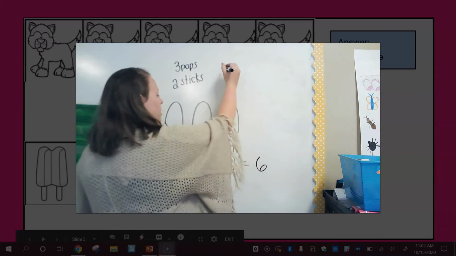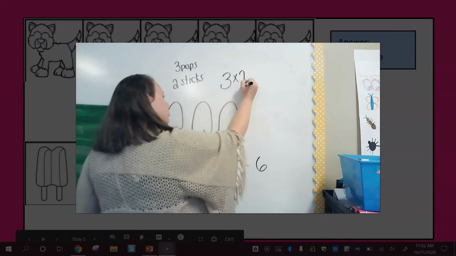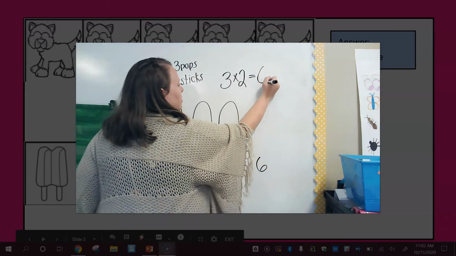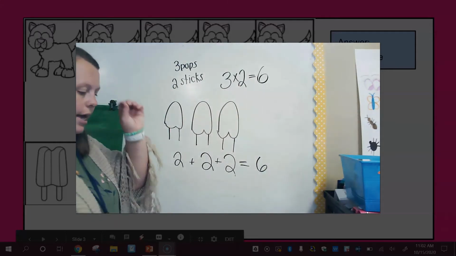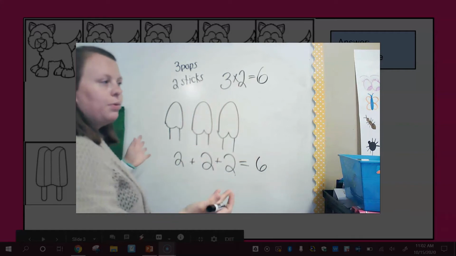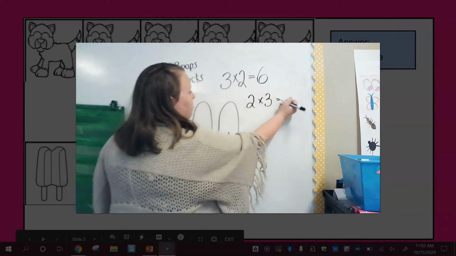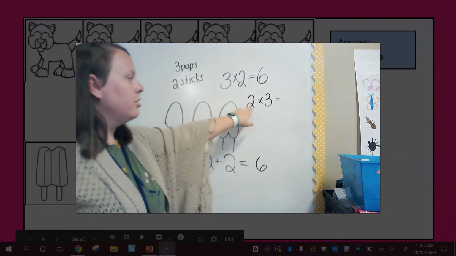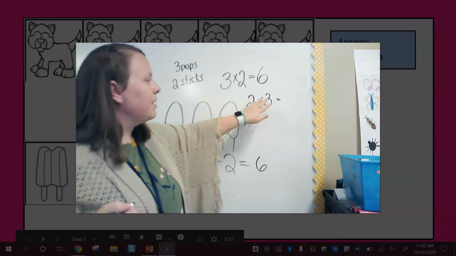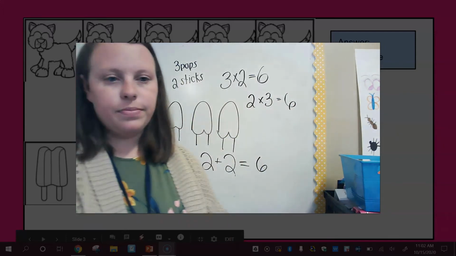Or I can say there are 3 popsicles and each of them has 2 sticks. So 3 times 2 equals 6. And all this is saying is I need to add 3 2 times: 3, 6. Or with our commutative property, because it's the same multiplication, I can say I need to add 2 3 times: 2, 4, 6. It is just skip counting. Yes, just skip counting.